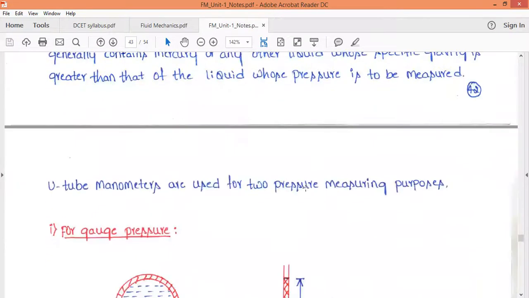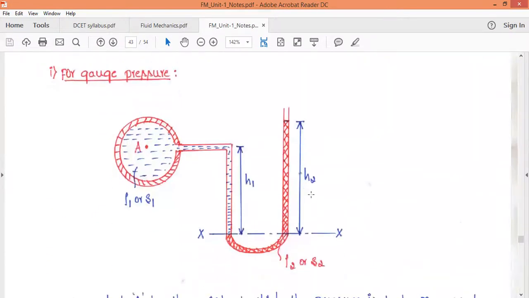The second one, U-tube manometer. This consists of a U-shaped transparent tube whose one end is connected to the point where we need to measure the pressure and the other end is exposed to the atmosphere. In this glass tube, we are going to fill one heavier liquid, whose density is higher than that of the liquid whose pressure needs to be measured. Usually, for the measurement of liquid water pressure, we fill this manometer with the heavier liquid, that is usually mercury. Suppose rho 1 is the density of the water whose pressure needs to be measured, and rho 2 is the density of the manometric liquid.